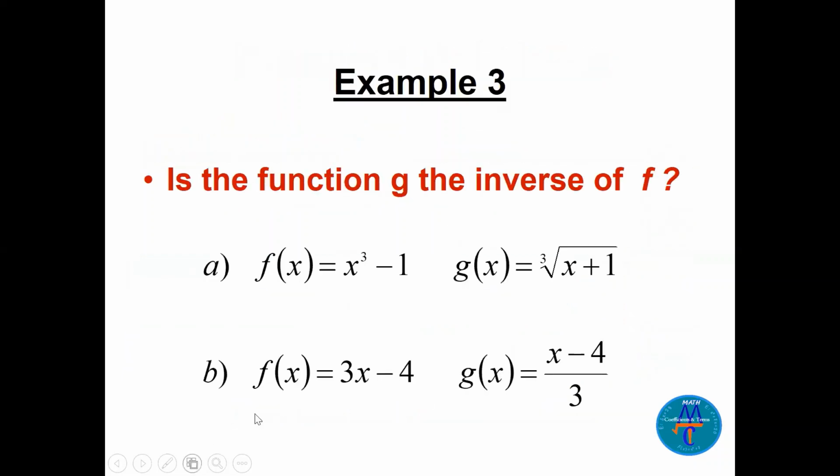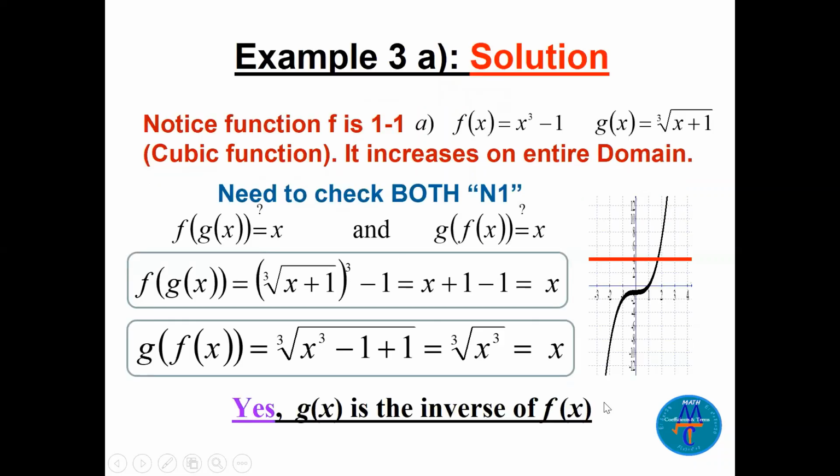You can try the second part, b, here. f of x is equal to 3x minus 4, and g of x is equal to x minus 4 over 3.